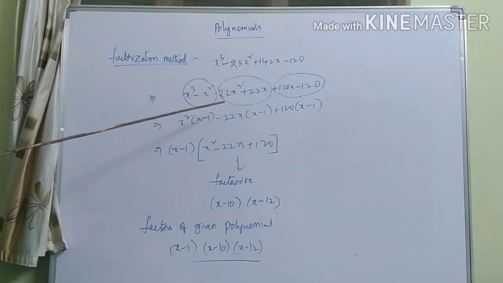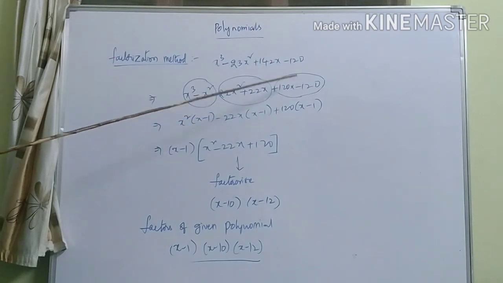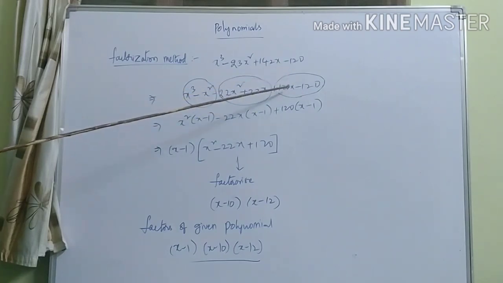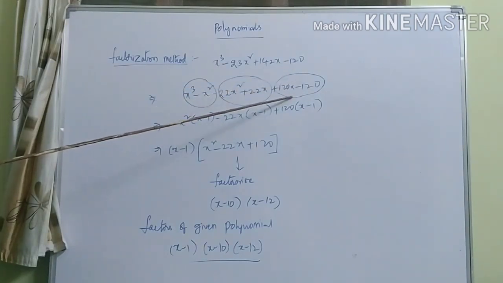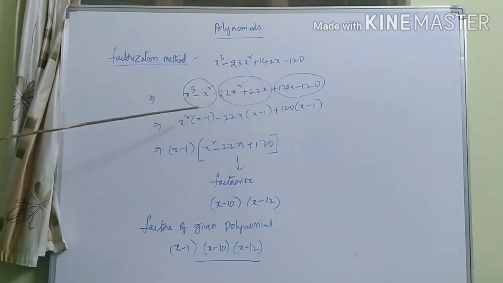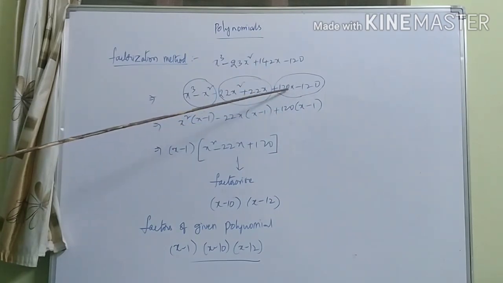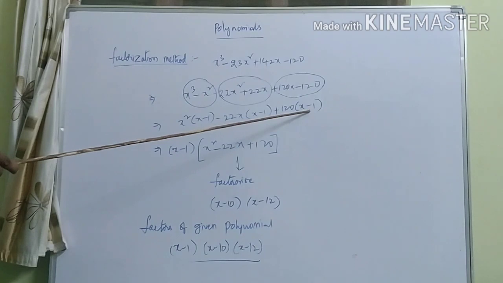By splitting we get three pairs of combinations. Here x cube minus x square is a combination, minus 22x square plus 22x is a combination, and 120x and minus 120 is a combination. So three pairs of combinations. Here x square is common, remaining x minus 1. Here minus 22x is common, remaining x minus 1. Here 120 is common, remaining terms are x minus 1.